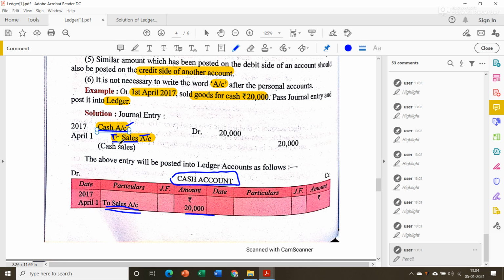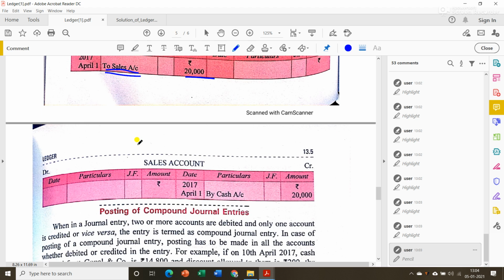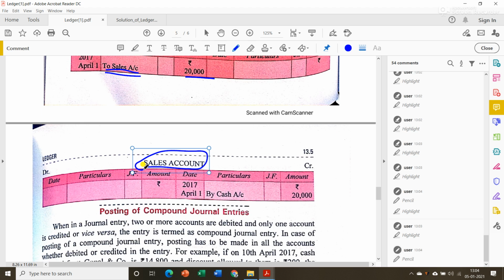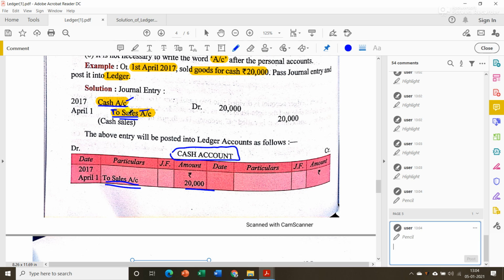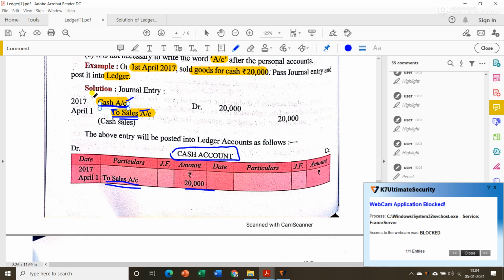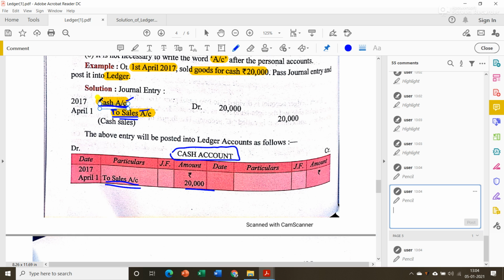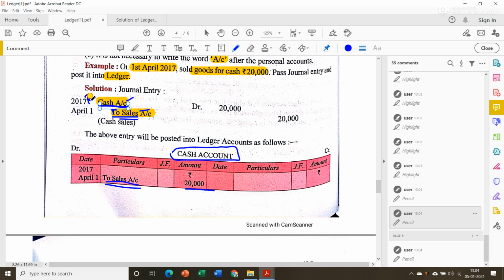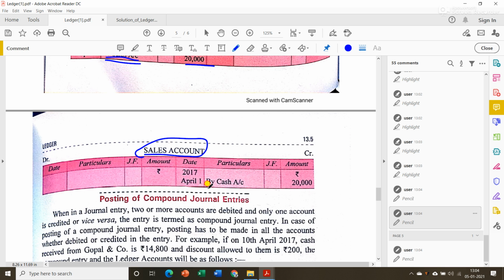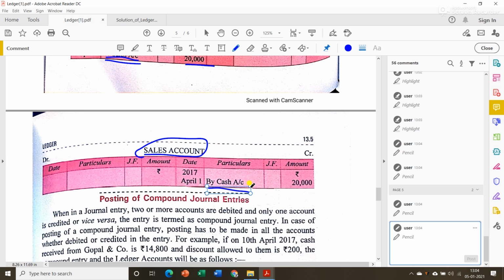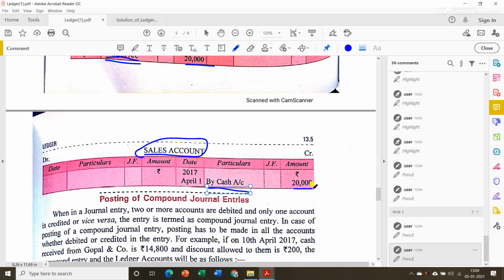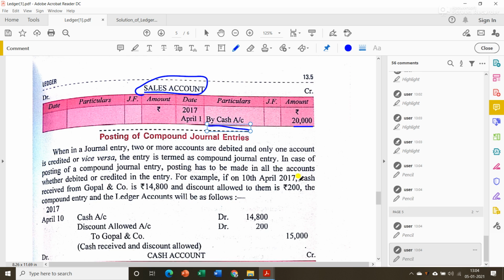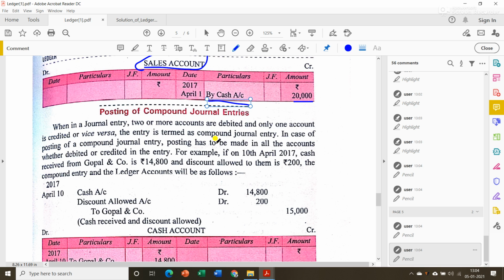Then the next account after cash account is sales account. That means we have to prepare another ledger account for sales account. So here is our sales account. Then see, in the sales account, the other account is the cash account, and we don't have to or anything in front of this cash account, so we will simply put by here, and we know that by we are supposed to write on the credit side. So we will write here by cash account 20,000. Simple, isn't it? So let us see the posting of compound journal entries.